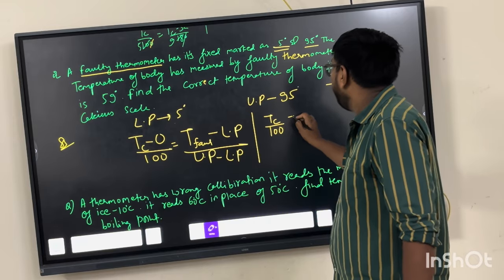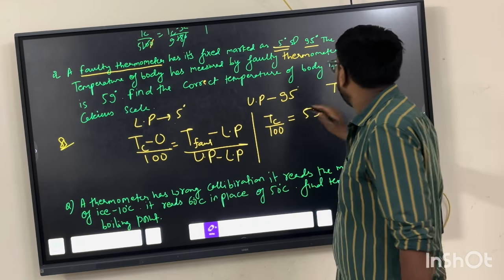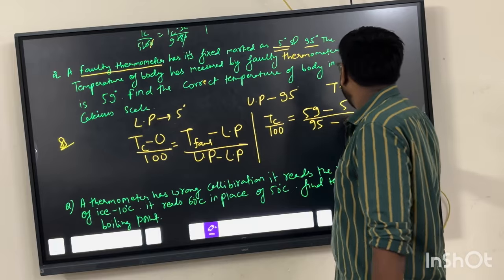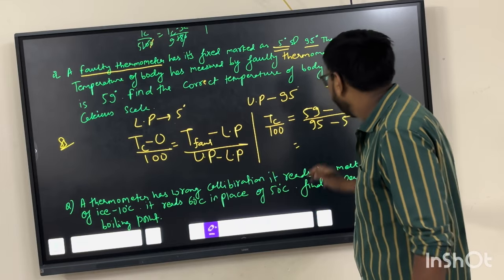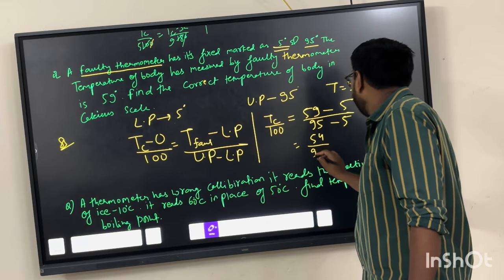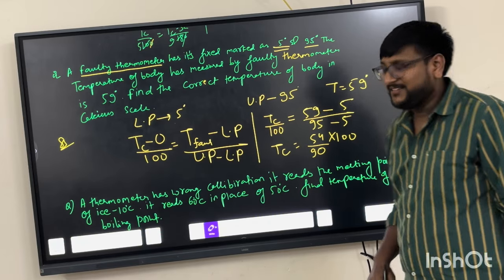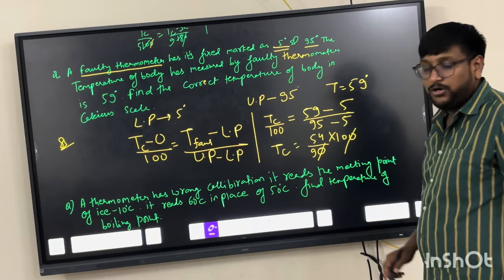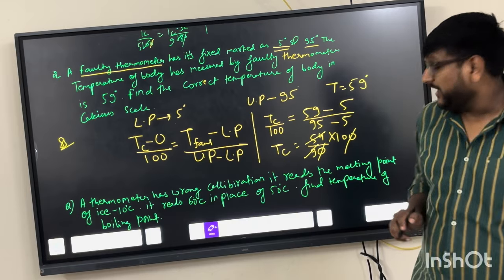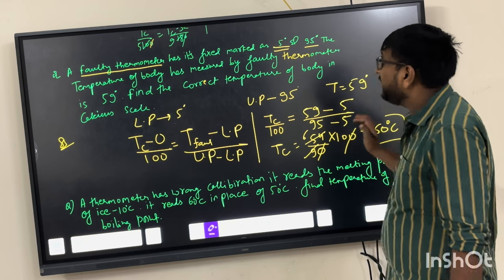So Tc by 100 equals the faulty temperature 59, minus the lower point 5, divided by the upper point 95 minus the lower point 5. 59 minus 5 is 54, and 95 minus 5 is 90. Multiply by 100 to get the temperature on the Celsius scale. The zeros cancel, 54 by 9 is 6, so 6 into 10 is basically 60 degrees Celsius.